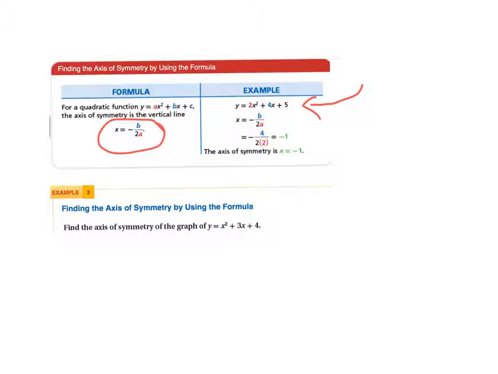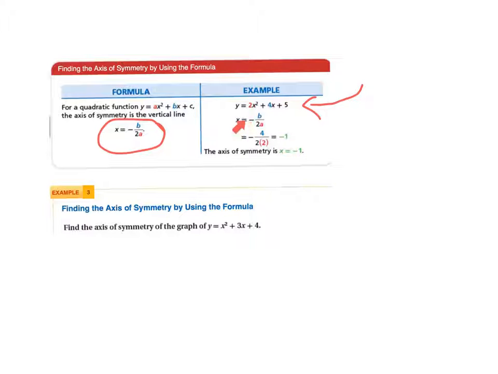Okay, so in the equation, y equals 2x squared plus 4x plus 5, let me get my pointer out. It's ax squared plus bx plus c. If you ignore the y equals, we looked at this in chapter 7 when we were factoring trinomials. We did the a times c and all that stuff. So we already know these letters are a, b, and c.